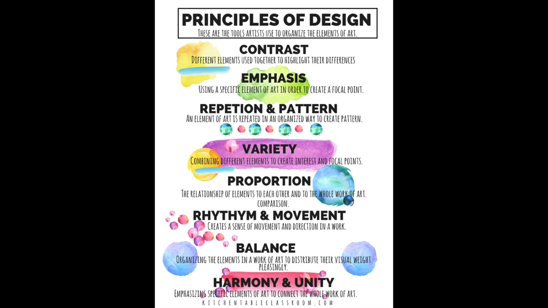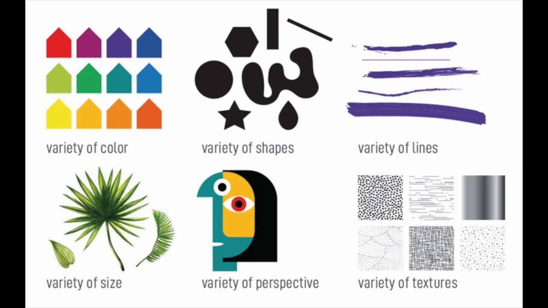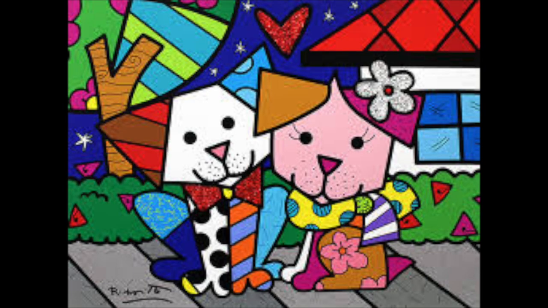Today, we are going to focus on one principle of art, and that principle is called variety. Variety is when an artist uses many different things together. You could have a variety of different colors, a variety of shapes, a variety of different lines, a variety of sizes. You can have a variety of perspective or angles that you're looking at an image, and you can have a variety of textures. For this project, we are going to create a variety of patterns by adding many different lines, shapes, and colors together.